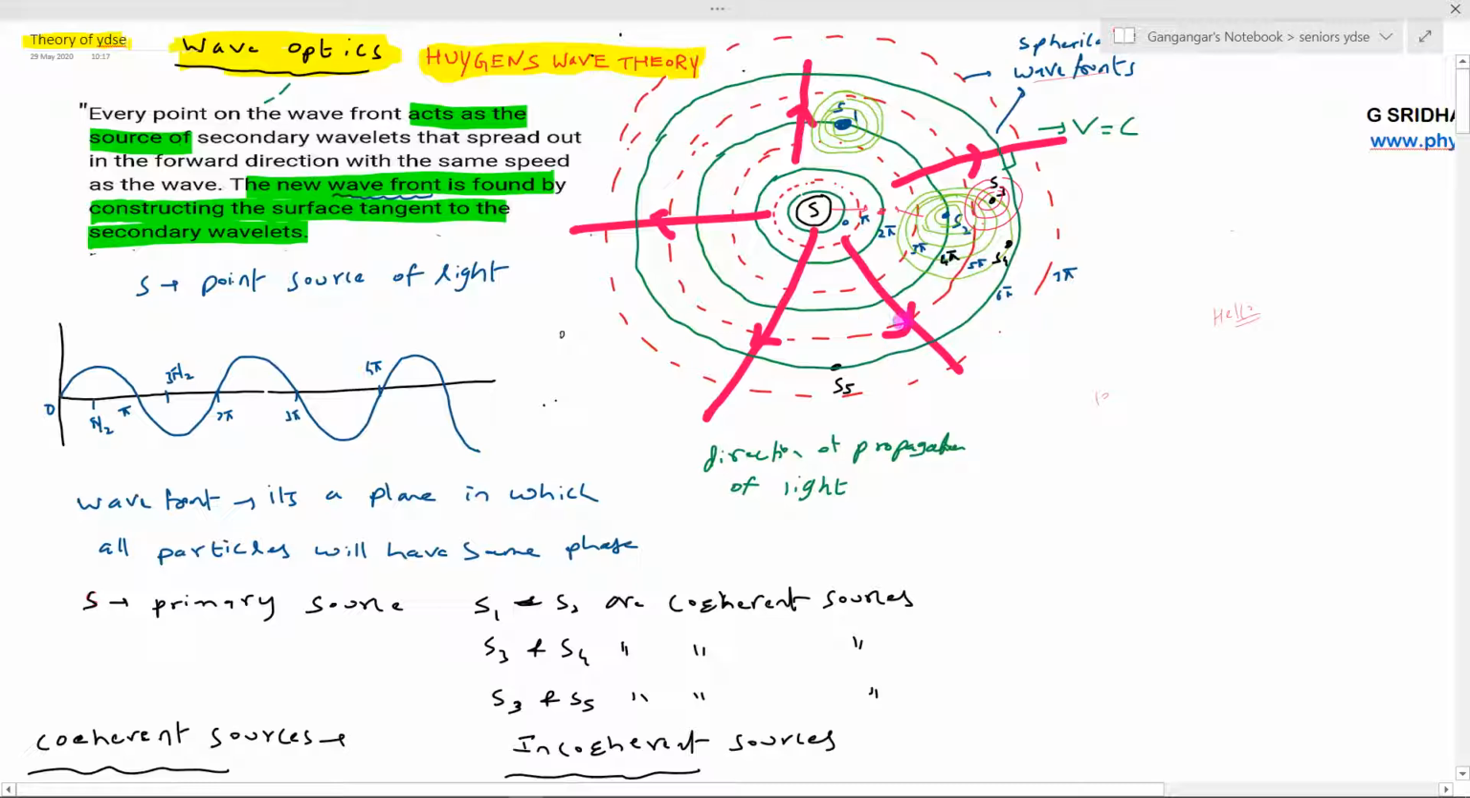Got the idea now? In brief, every point on a wavefront of a primary source will behave like a secondary source, and in turn they'll start emitting wavelets. If you draw a tangent to the secondary wavelets, that will become a new wavefront. This is what Huygens' principle is suggesting.